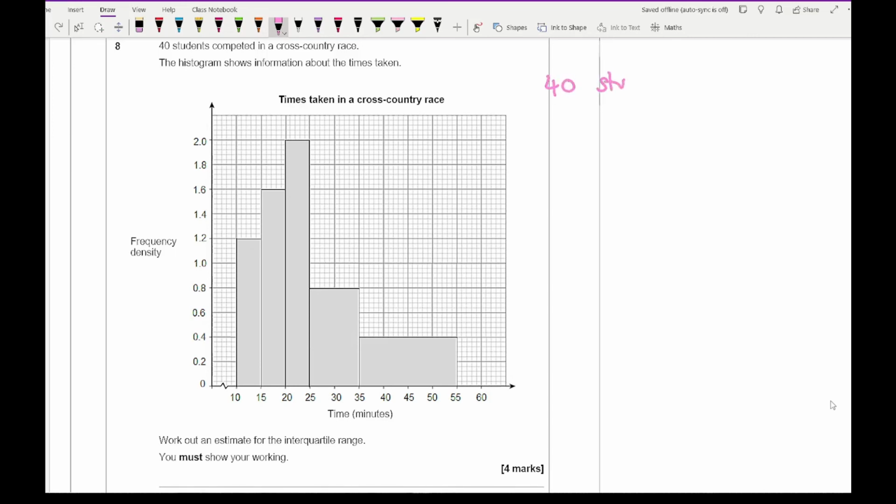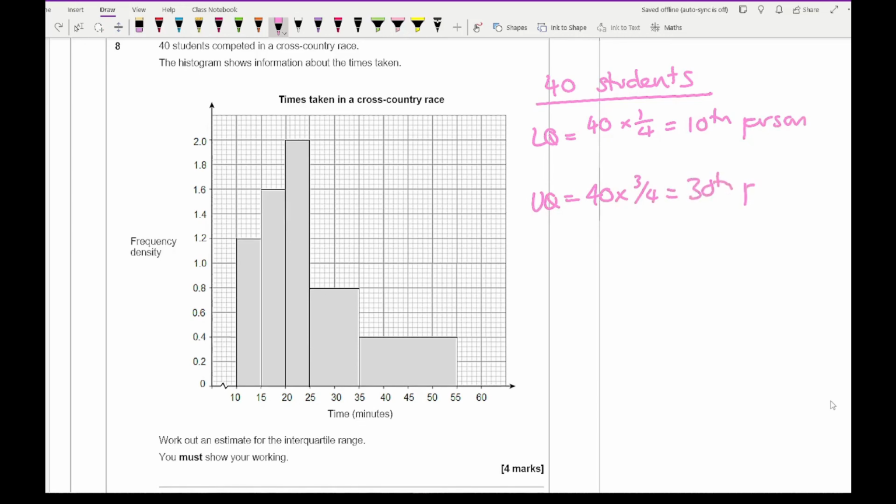So let's just write down some facts. So 40 students. The lower quartile is going to be 40 times a quarter, which is 10. So it's going to be the 10th person. And the upper quartile is going to be 40 times 3 quarters, which is the 30th person. So I need to find the 30th and the 10th person in this group.